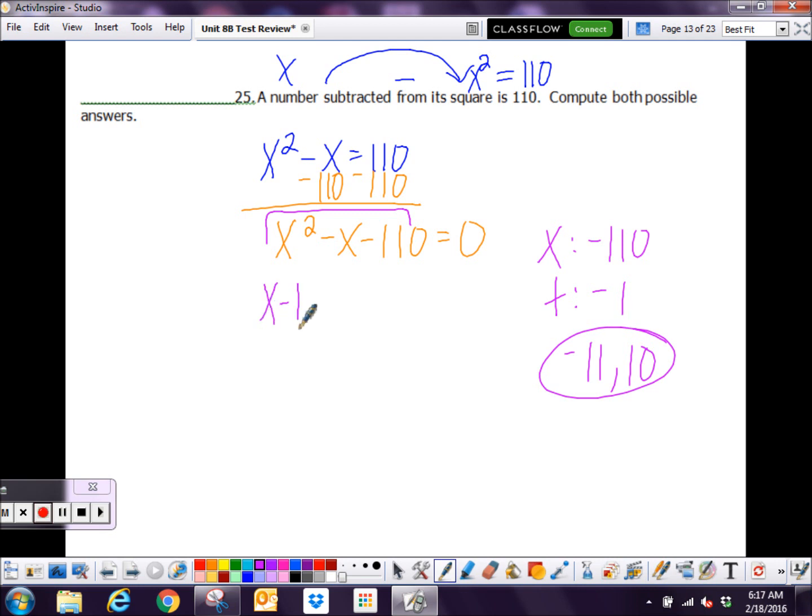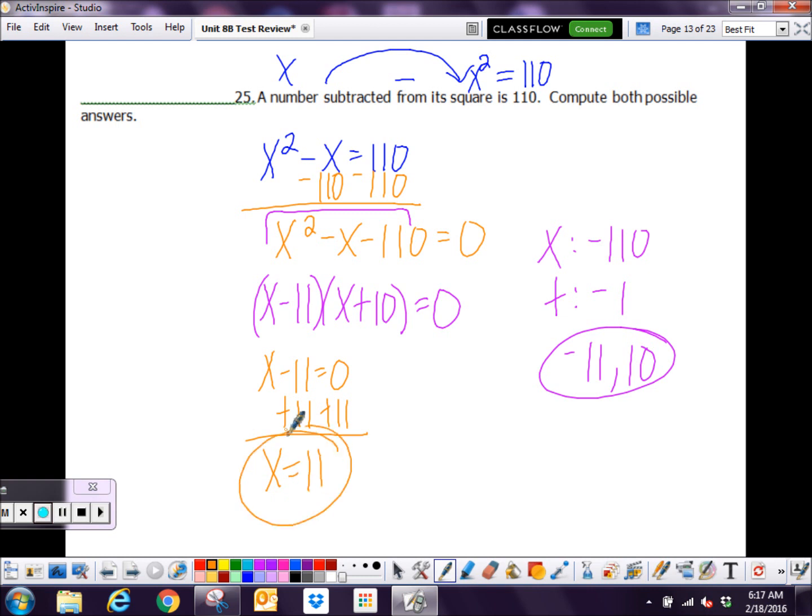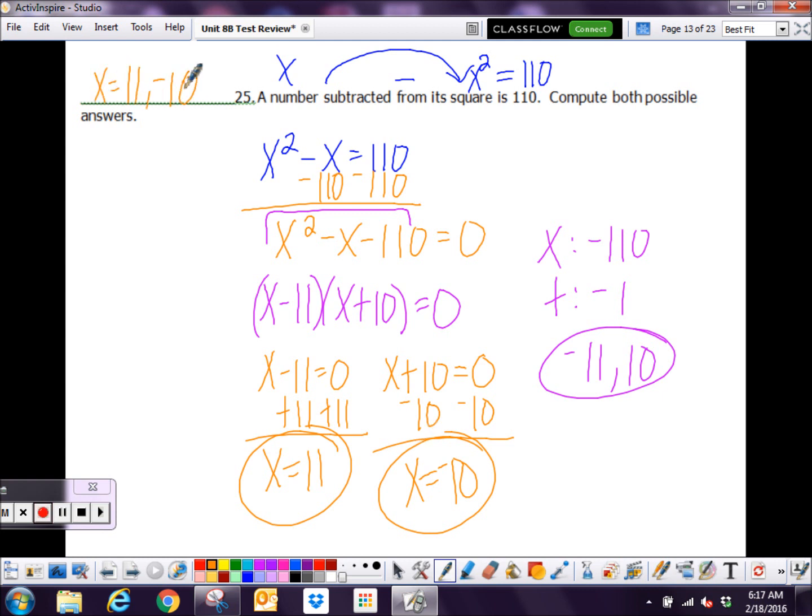So I'll have x minus 11 and x plus 10 equal to 0. If I set x minus 11 equal to 0, and I add 11 to both sides, x is 11. If I set x plus 10 equal to 0, and I subtract 10 from both sides, x is negative 10. Notice here we are not talking about measurements, so we can have both of these answers. So x is 11 and negative 10 here.